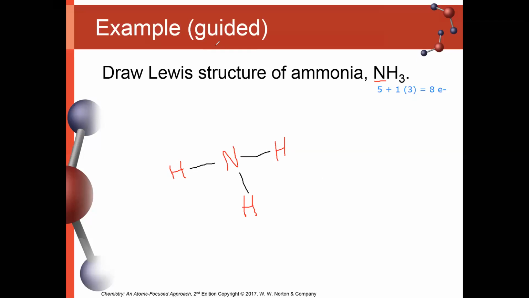Mr. Brooks? Yes. I thought that nitrogen was 7. Nitrogen has 7 electrons total, but only has 5 valence electrons. Okay. So what we need to think about, we talked about this a little bit on Friday. Let's review. This is the electron configuration of nitrogen. Oh, 2p3. Let's fix that real quick.